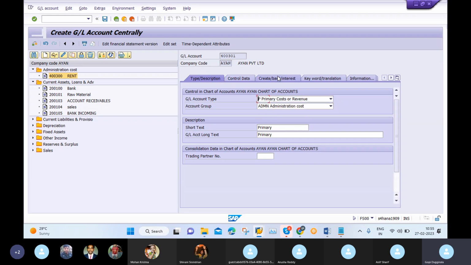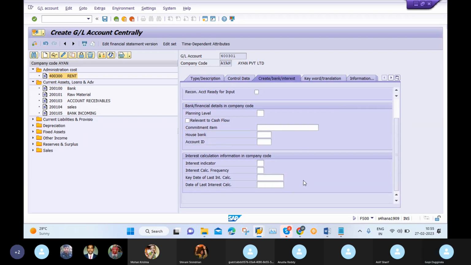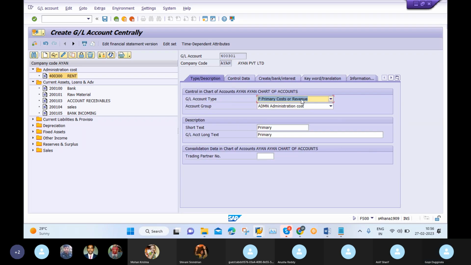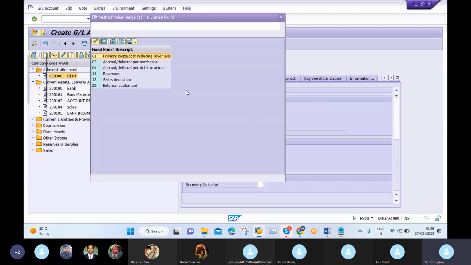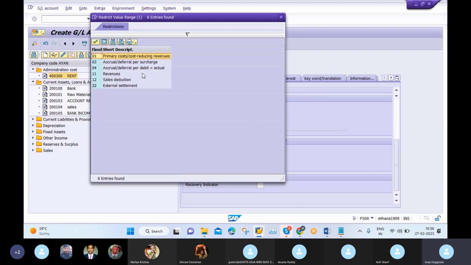One more thing is, if you go to this area, especially primary cost, yes, in controlling, this question was also asked in my interview. What are the cost element categories available in controlling? 01 is the primary cost element. 03 is the accrual deferral for surcharge. 11 is for revenue. 12 is sales deduction. And 22 is the external settlement. This question also you can expect in your interview. Cost element categories, yes, definitely you can expect in your interview.